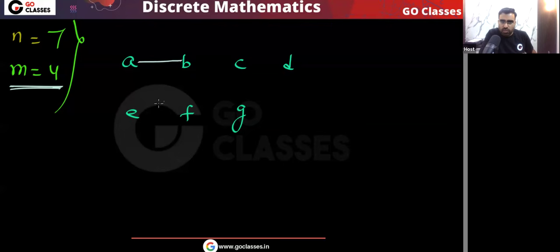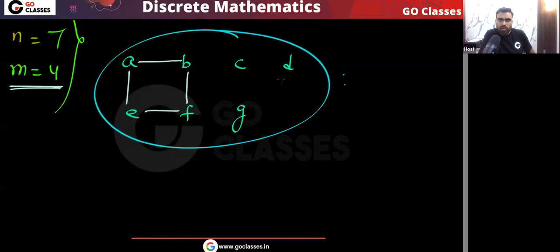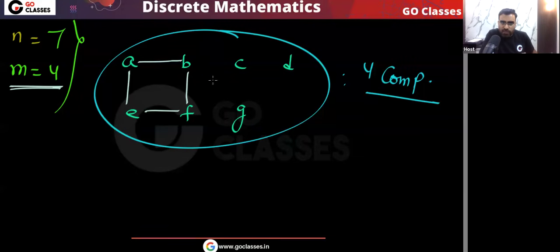Okay, so what I can do? I can put this, I can put this, I can put this. Tell me, if I do like this, then how many components I got? Here I got total 4 components. Yes or no? Here I got 4 components. But you tell me, here did you notice one thing? Why am I putting this cycle? Instead of putting this cycle, I can use this to reduce the number of components. Do you agree with me?